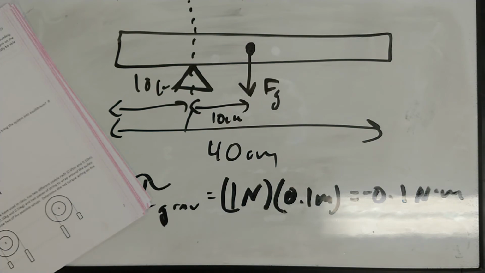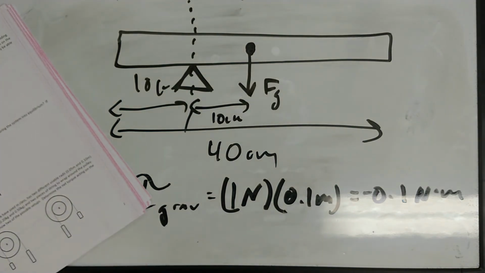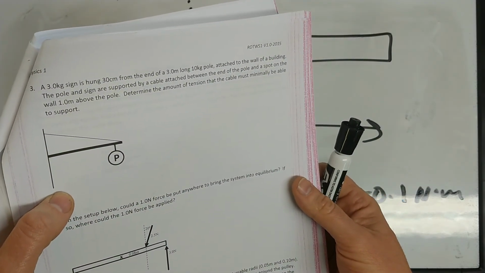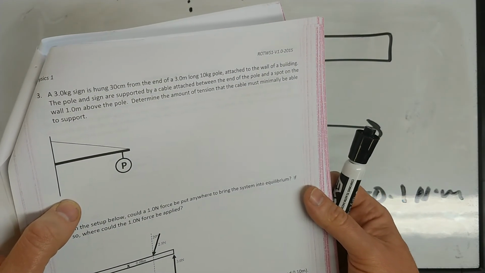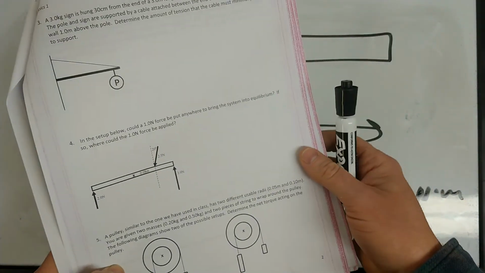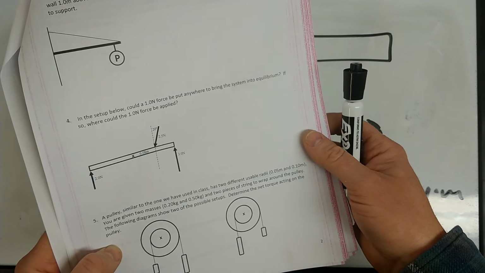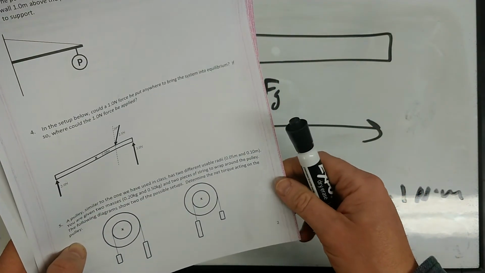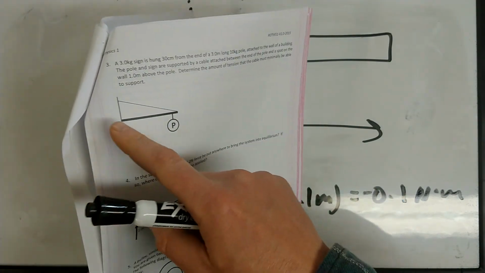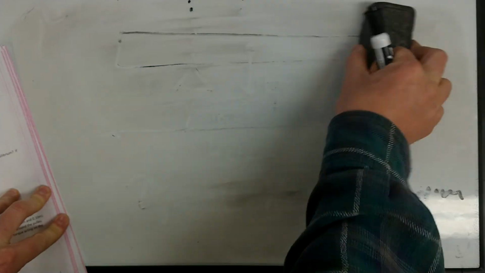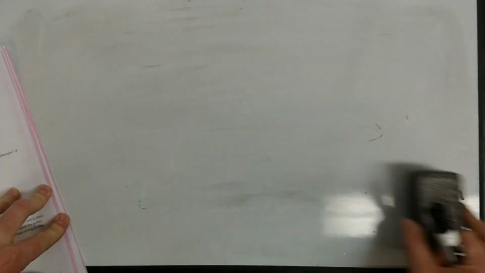Number 3 is classic. Classic setup. Talk a little bit more about that. 0.3 kilogram sign. Determine the amount of tension the cable must minimally be able to support. I'll make another video a little later on that maybe goes through one like number 3. That's a classic one, right? At that point right there where the bar interacts with the wall, there's got to be something going on, right?